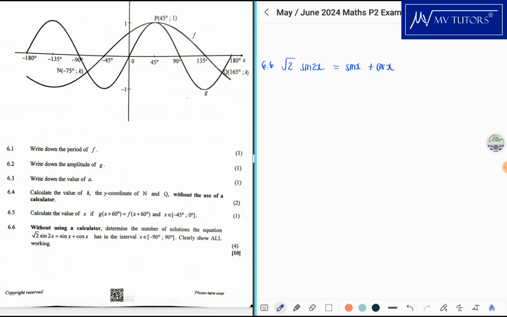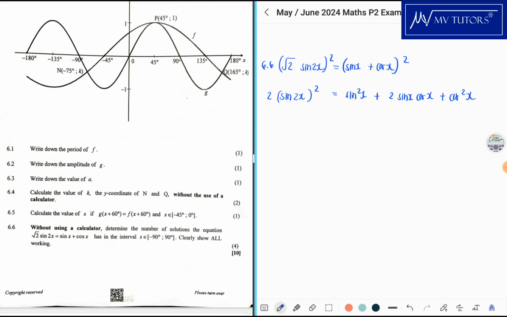Where are we going to start? Okay, I think I want to get rid of this root. So I'm going to decide to square both sides. I don't know if I'm complicating my life, but let's see. So here I'm going to have 2 sine squared 2x. I'm just going to take the square and put it outside. And over here I'm going to have sine squared x plus 2 sine x cos x plus cos squared x.